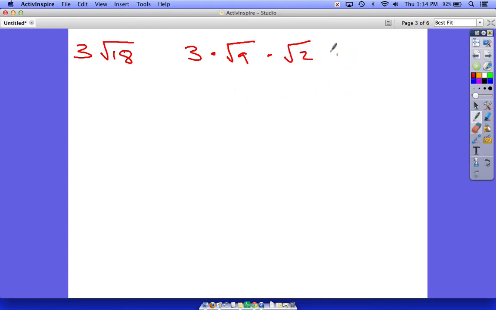So let's see if I can get any perfect squares out here. Okay, I've got 3 times, well, the square root of 9 would be 3, times the square root of 2. That's a prime number. We can't branch it off any since it's a prime number. So we're just left with this. So now this is my final answer for the question, but I can do 3 times 3 and actually get 9. So my final answer is 9 times the square root of 2. That's as simple as we can go.